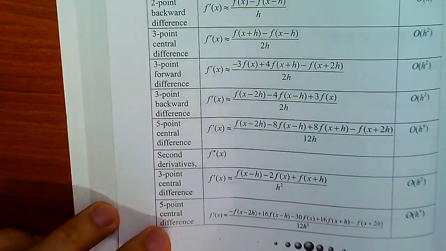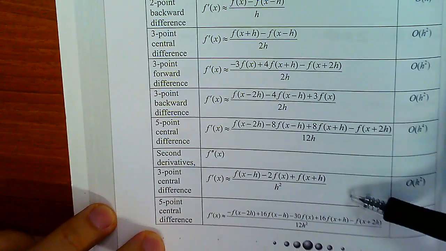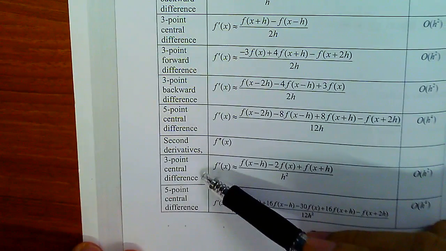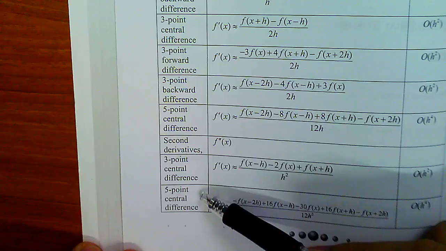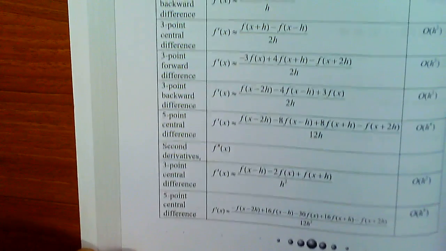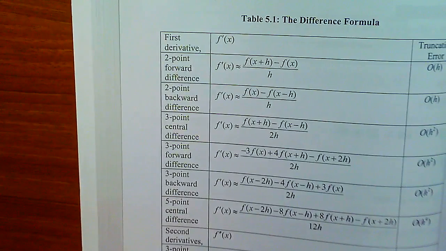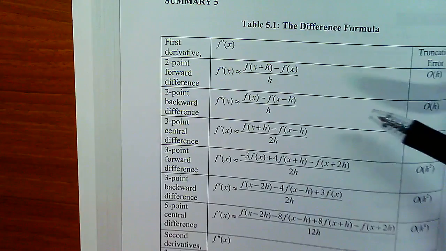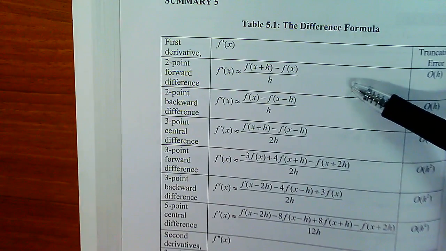For the second order derivative, on the other hand, we have 2 methods. There are 3 point center difference and 5 point center difference. All the formulas will be given during the exam, so you are required to understand how to use the formula to solve the problem.